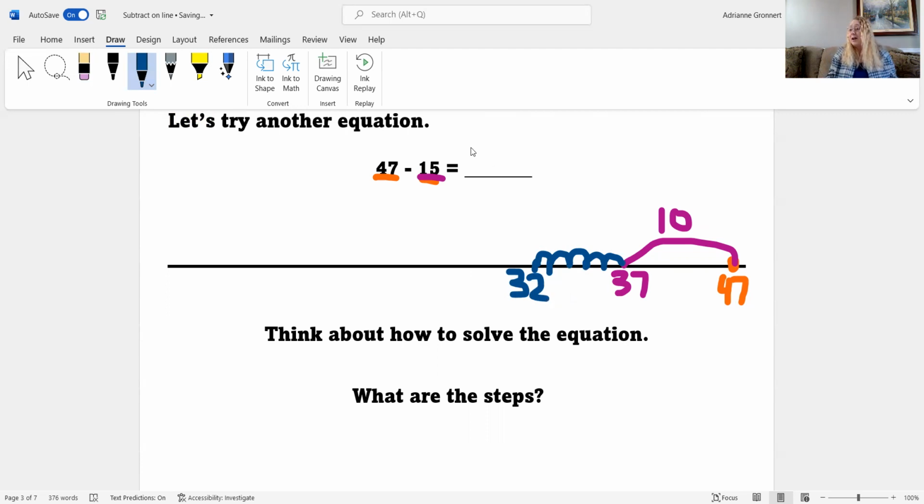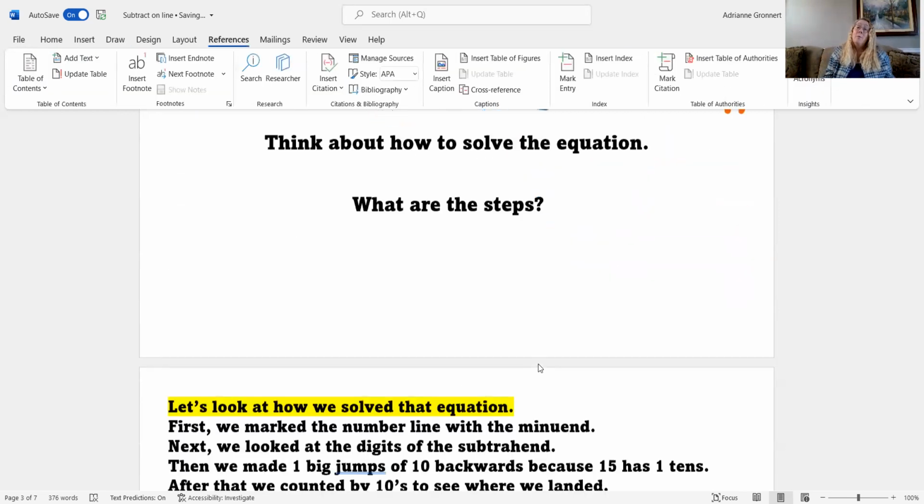So now I can write the answer to the equation. 47 take away 15 equals 32. Did you get that in your notebook? I'm going to make sure I write it right now. 47 take away 15 equals 32, right there, all in my notebook. Did you write all of that down? I hope so.